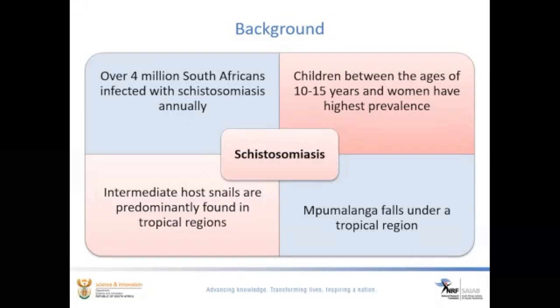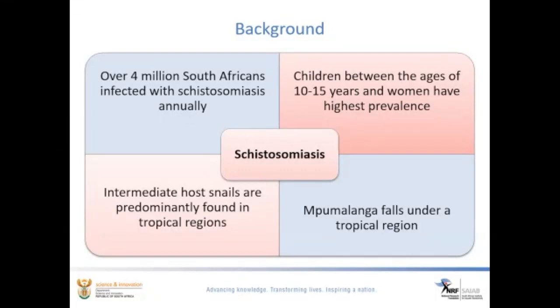In South Africa, over 4 million people are infected with schistosomiasis annually, with children between the ages of 10 to 15 years and women having the highest prevalence of this disease. The Mpumalanga province is found in a tropical region, and this is where the intermediate host snails are predominantly found. 70% of infections in the Mpumalanga province have been reported within Mbombela and Nkomazi local municipalities, which is why they were chosen as an area of interest for this study.